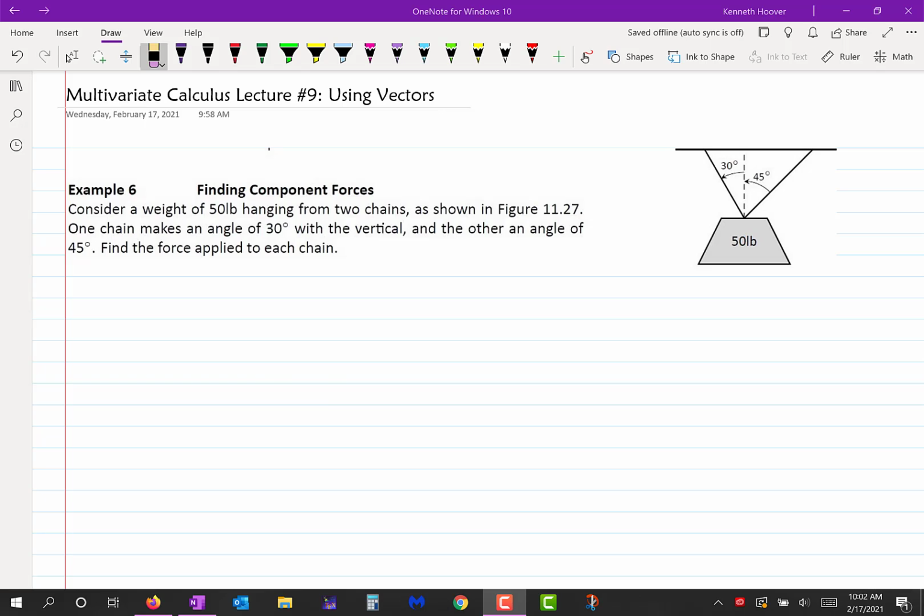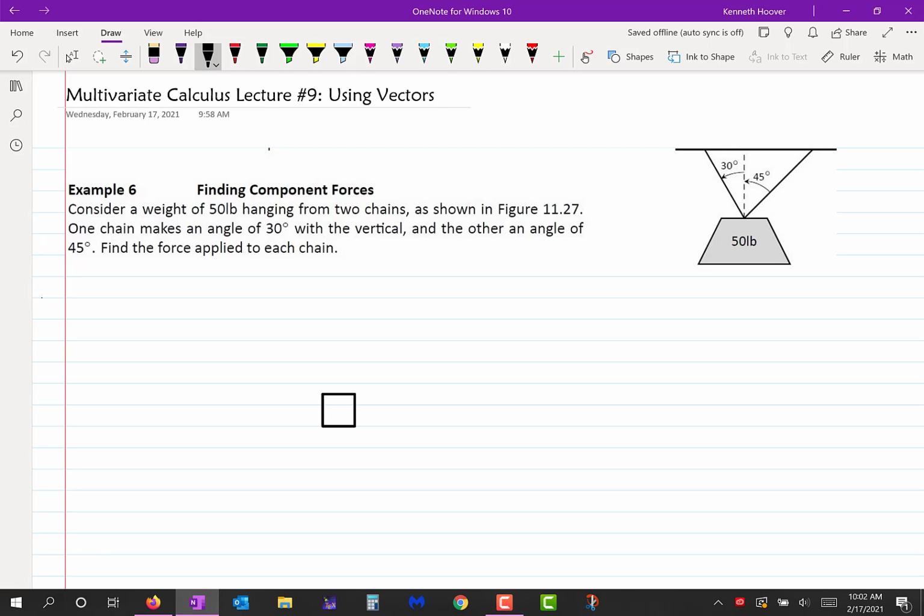Okay, so here's what we're going to do. We're going to make what's called a free body diagram, which is a simplified picture showing the different forces at play. And force is a vector because force has a magnitude and a direction. Okay, so I'm going to draw just a little square here that's going to represent our weight. When I say our weight, I mean that object hanging. I don't mean 50 pounds. I mean that object. Okay?